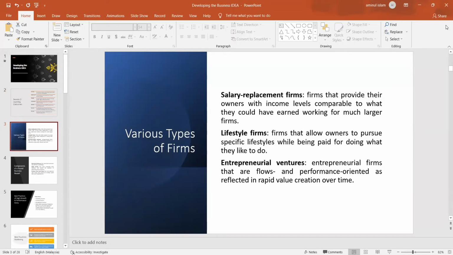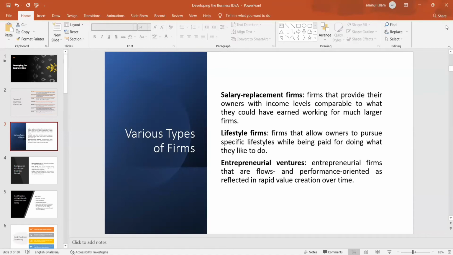Okay, a new firm is being launched. So here we look at it from a different perspective, and we divide the firms into three types of firms that an entrepreneurial adventure or exploration may look into. The first one is when you are just looking for an opportunity which gives you cash flow similar to the salary that you may receive if you're working. That's what we call salary replacement firms.